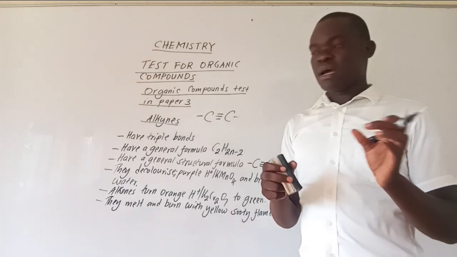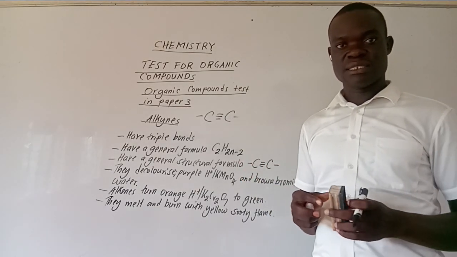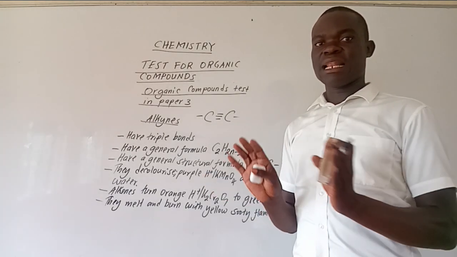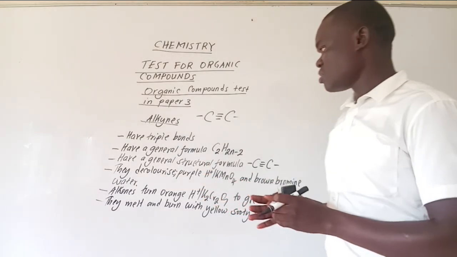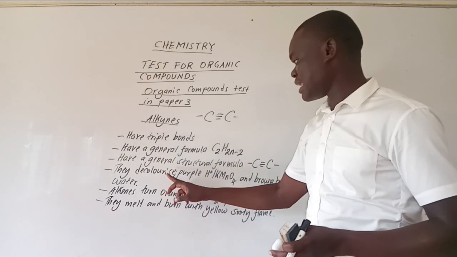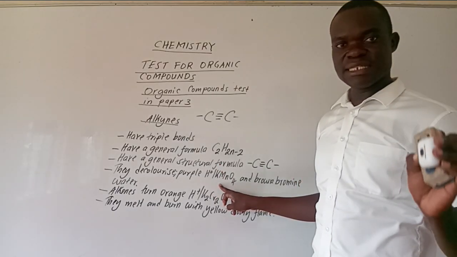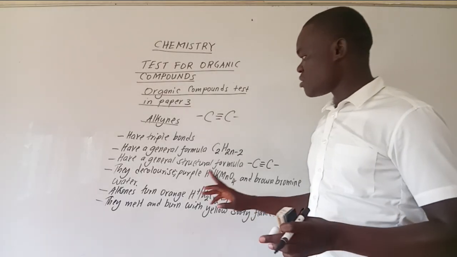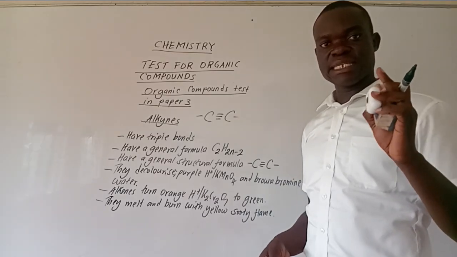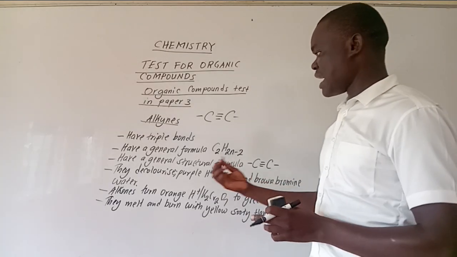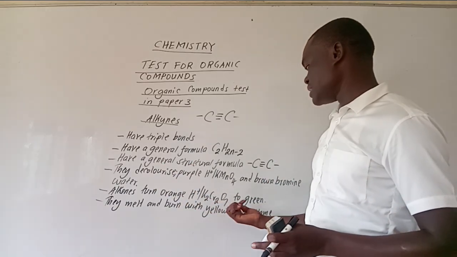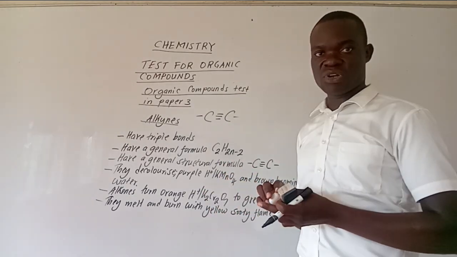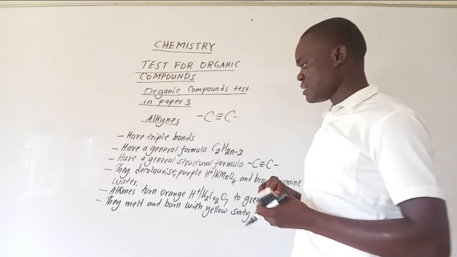Now, in terms of chemical properties, alkenes and alkynes share the same properties. Both alkenes and alkynes decolorize purple acidified potassium manganate 7. They decolorize brown bromine water, and they also have an effect on orange acidified potassium dichromate 6. They turn orange acidified potassium dichromate 6 to green.